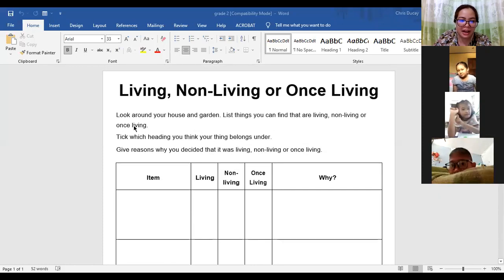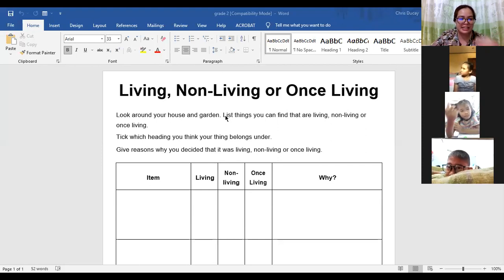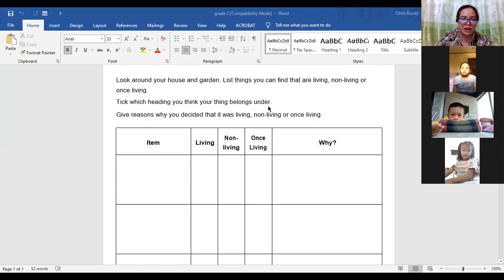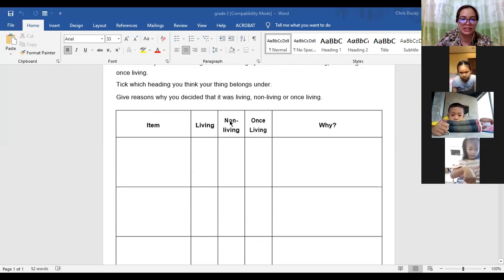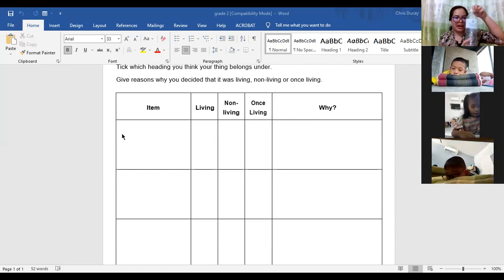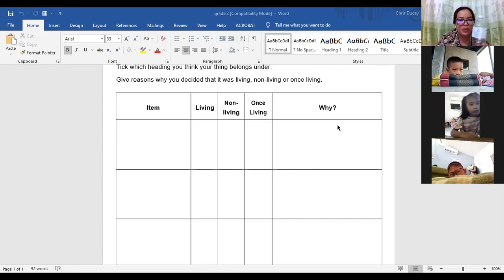Okay, so look around in your house or garden and list things you can find that are living, non-living, or once living. So think which heading you think your things belong under. Give reasons why you decided it was living, non-living, or once living. For example, you will put a water bottle. You can write or you can draw, up to you. So water bottle is what? It is non-living. You will put a check, and then why?